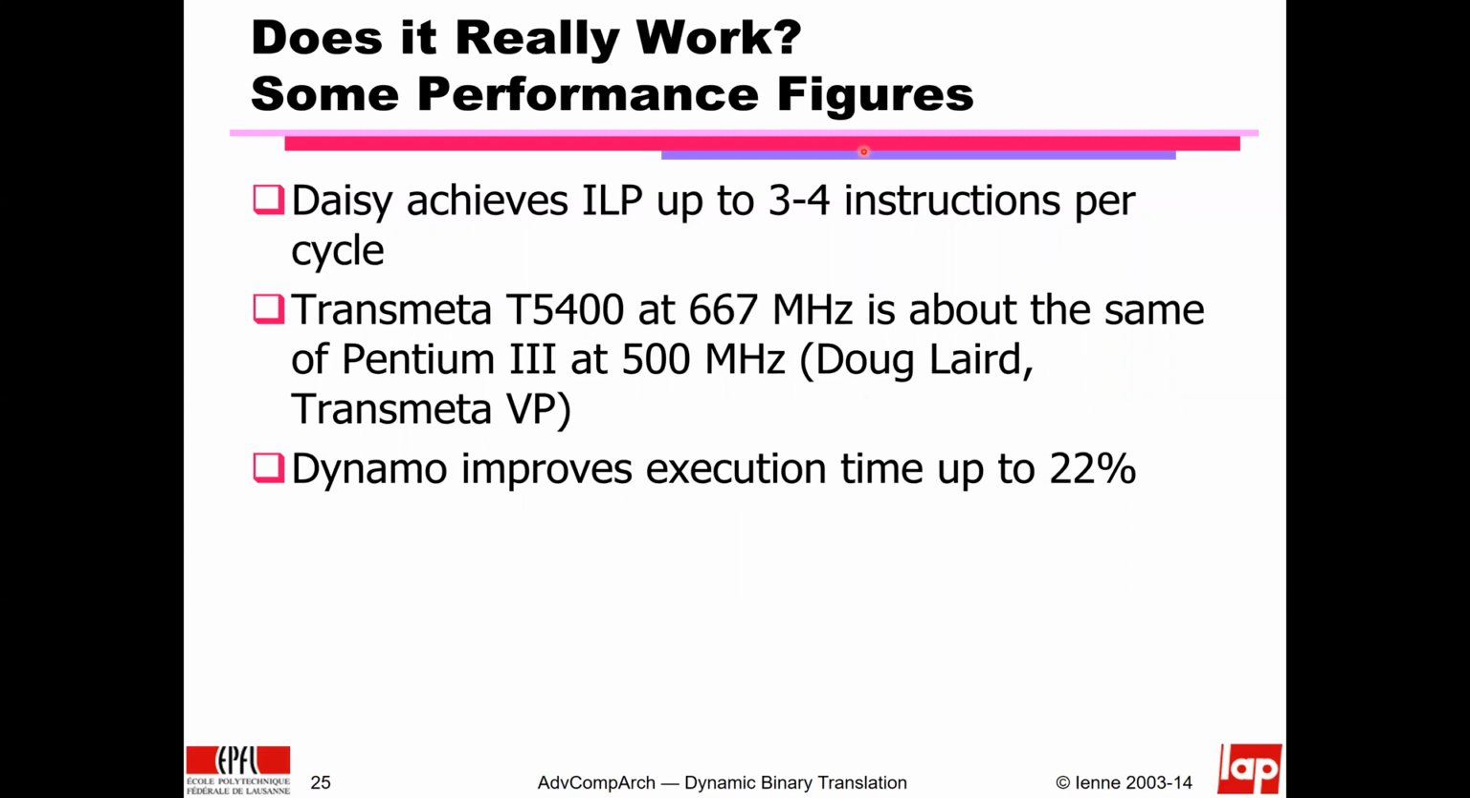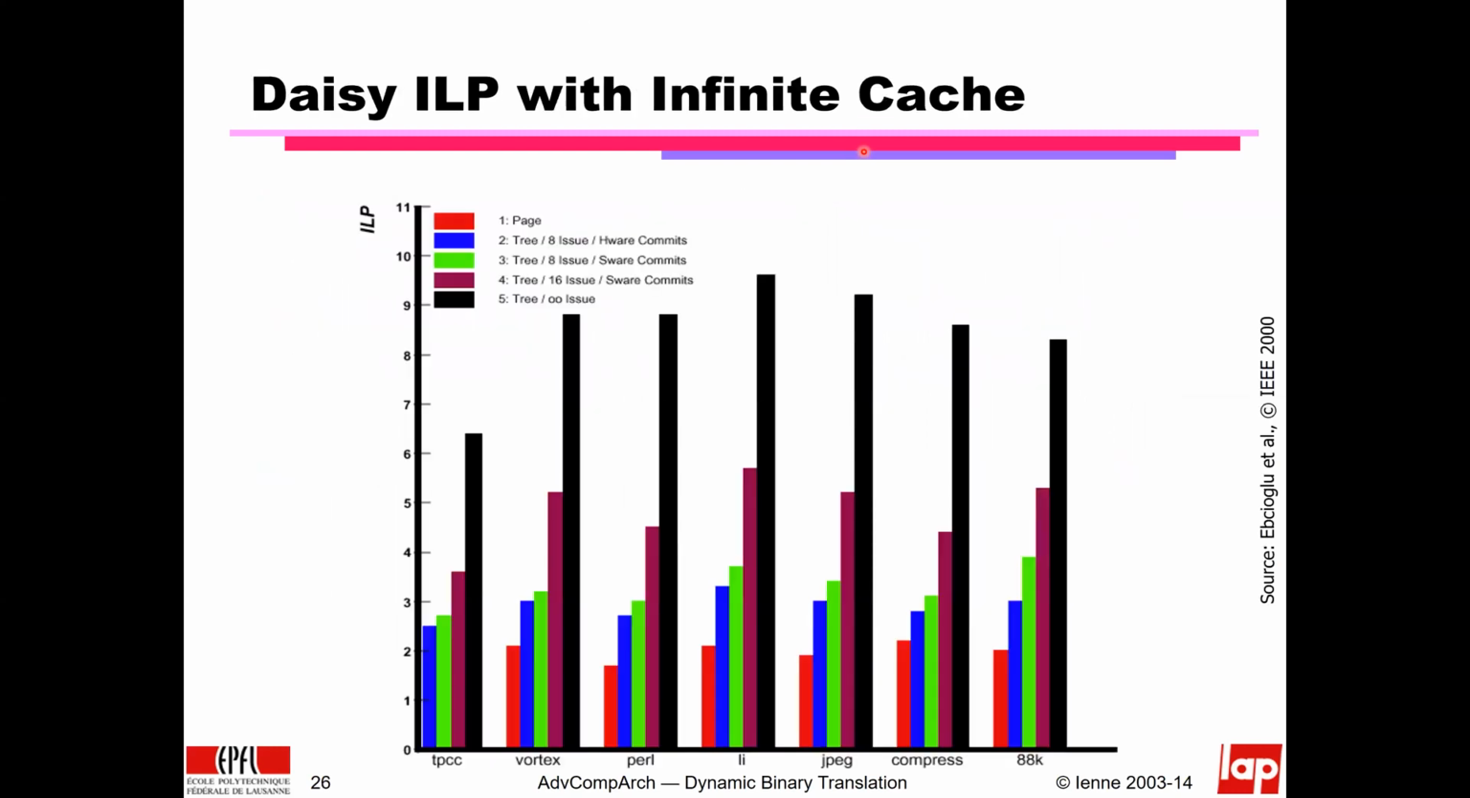Anyway, the point is Transmeta had one of these processors, and although it was not incredibly competitive in terms of performance, I think the Pentium 3 500 megahertz was not the latest Intel processor at the time, but it was competitive enough, and they claimed they had different advantages like power. Here you have some information about DAISY, how much ILP they managed on different SPEC benchmarks.